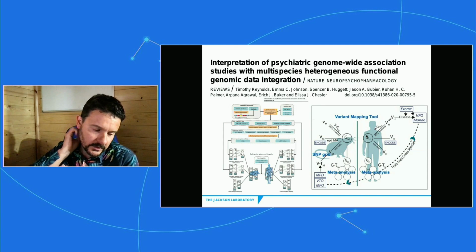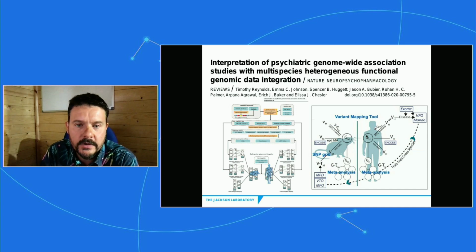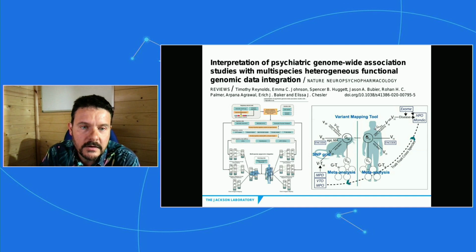So the graph stuff that I want to talk about was published in a paper in Nature by some of my colleagues, and I'm working on their team now. So Tim Reynolds, Jason Bouvier, Alyssa Chesler, and Eric Baker are all sort of working with me. And that paper handily drew a graph.